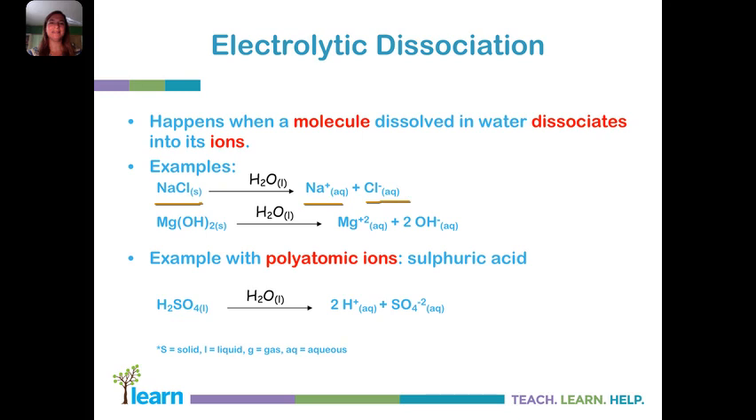Same would happen with magnesium hydroxide. Once dissolved in water, it would form some aqueous magnesium positive ions, and for each one of those magnesium ions, it would produce two hydroxide ions. And here's another example with a polyatomic ion, sulfuric acid. If we have liquid sulfuric acid and we dissolve it in water, we would have two ions of hydrogen for one ion of sulfate. Hope this helps.